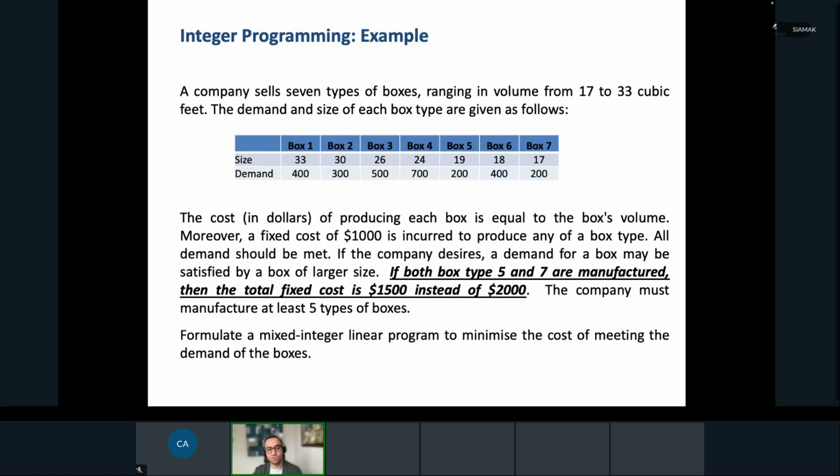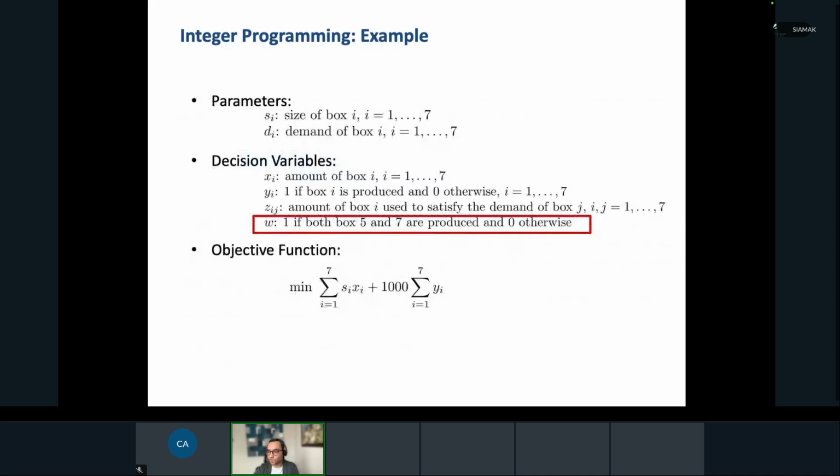Is it possible to use xi, yi, and xij to make sure that when y5 and y7 are equal to 1, then the total cost is not 1,000 plus 1,000, but it is 1,500? It's not possible, or if it is, it's not easy to formulate it. So what we do is we define a new decision variable, which is W, and it is equal to 1 if box 5 and 7 are produced, and otherwise it is equal to 0.